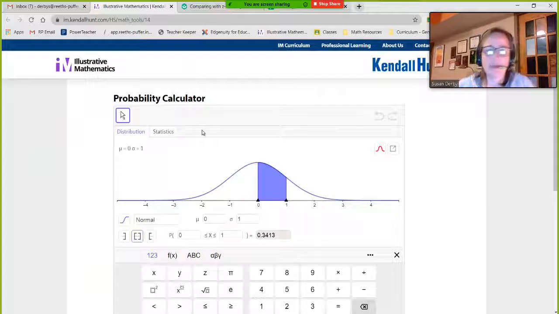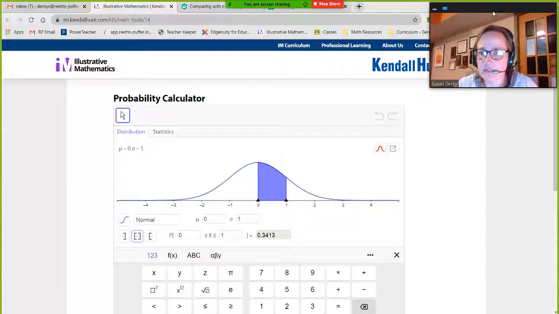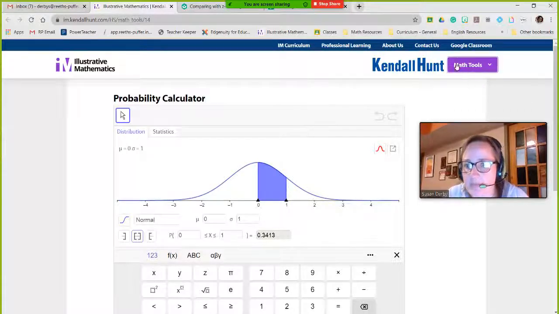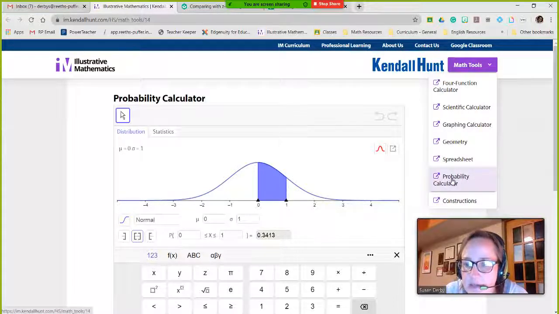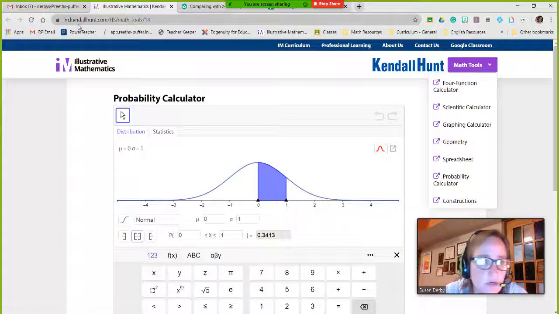It gives us, right under my head here, this purple Math Tools button. One of the math tools that it gives us is the probability calculator. So if you are at im.kendallhunt.com and you go to the high school curriculum, you'll find under Math Tools this probability calculator. It takes you to this idea right here.